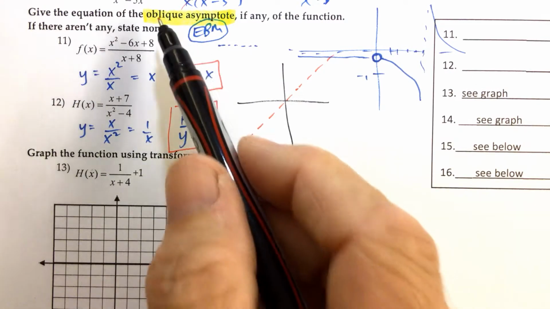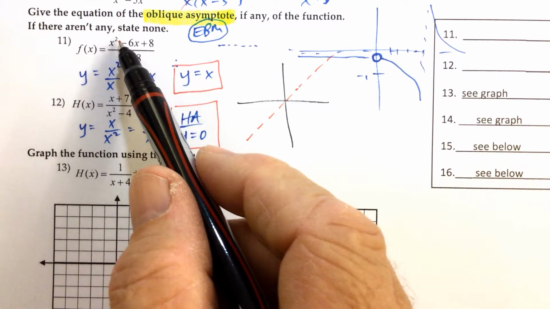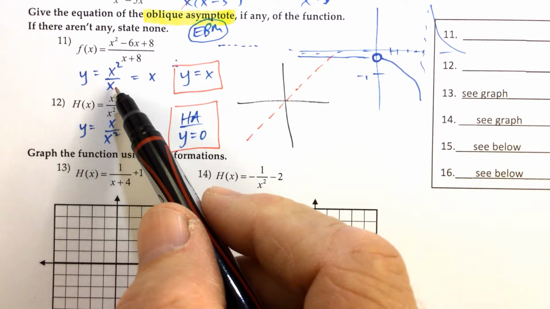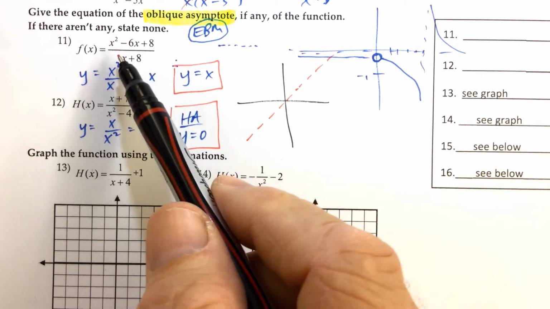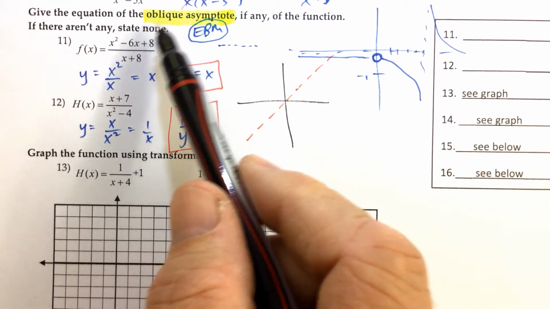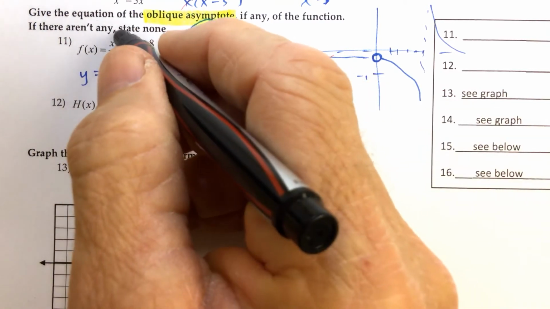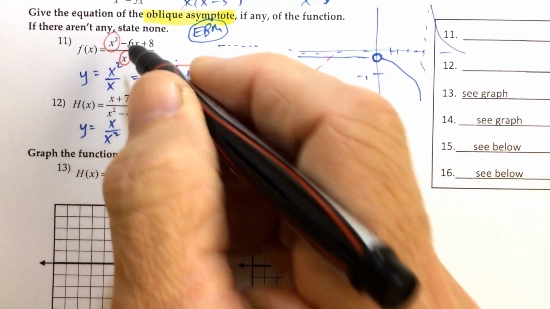The only time you have an oblique asymptote is when the numerator's degree is greater than the denominator's degree. My bad, let me say that again. The only time you have an oblique asymptote is when the numerator's degree is greater than the denominator's degree. That's it.